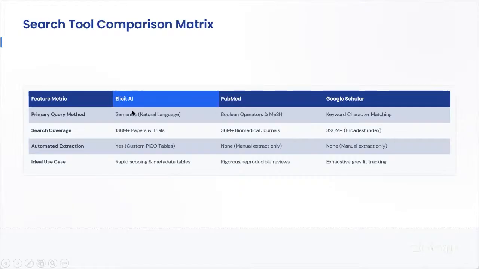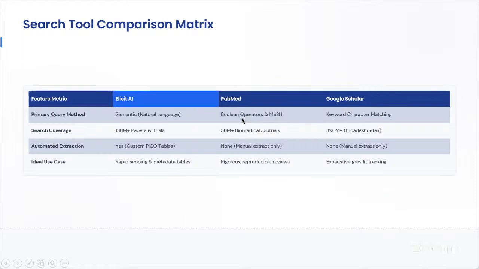So here I made a table. You can compare different research tools. So you have Google Scholar over here, you have PubMed, you have Elicit. So these are advanced. This is how you search for it. You can just say your question, the exact same question that's in your head.